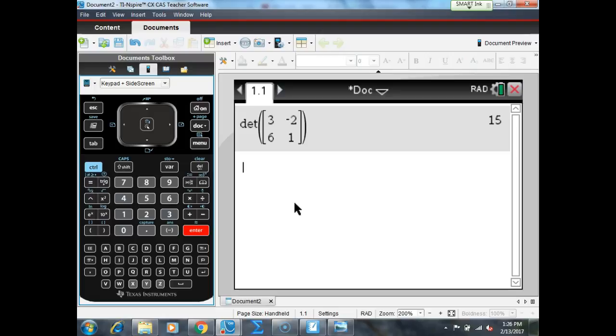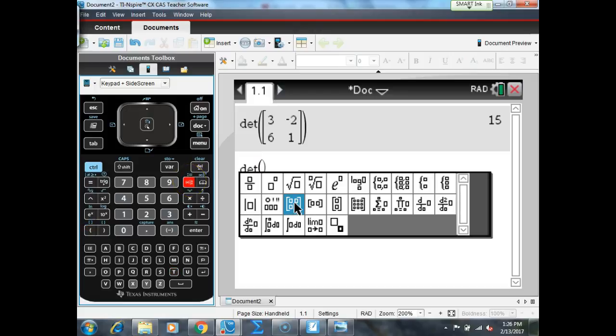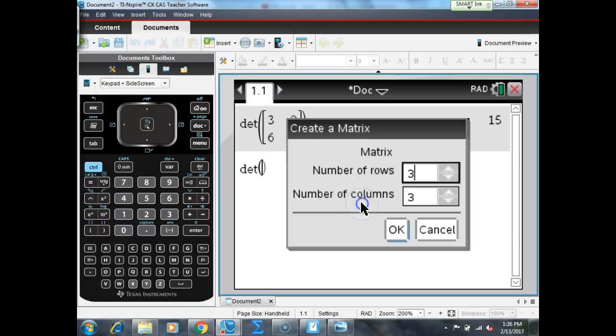Now, if I wanted to find the value of something larger than a 2x2 matrix, when I go into there, I pick this 3x3 matrix, and that lets me create a matrix. So I can create a matrix of any size, but since I'm doing a determinant, the row number better be the same as the column number. If I wanted to do a 10x10 matrix, I could, and it would be very easy to do.